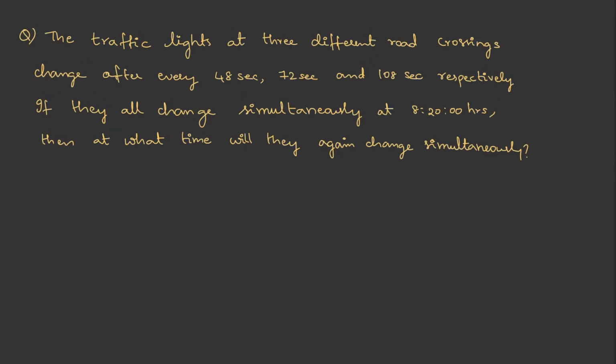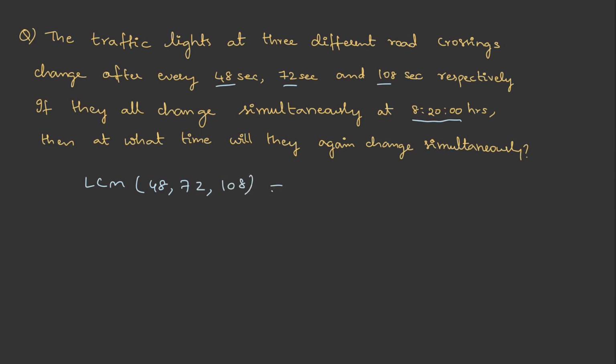The traffic lights at 3 different road crossings change after every 48 seconds, 72 seconds and 108 seconds respectively. If they all change simultaneously at 8 hours 20 minutes, then at what time will they change again simultaneously? Very similar to the previous question. So when you want the common time, just take the LCM of 48, 72 and 108.